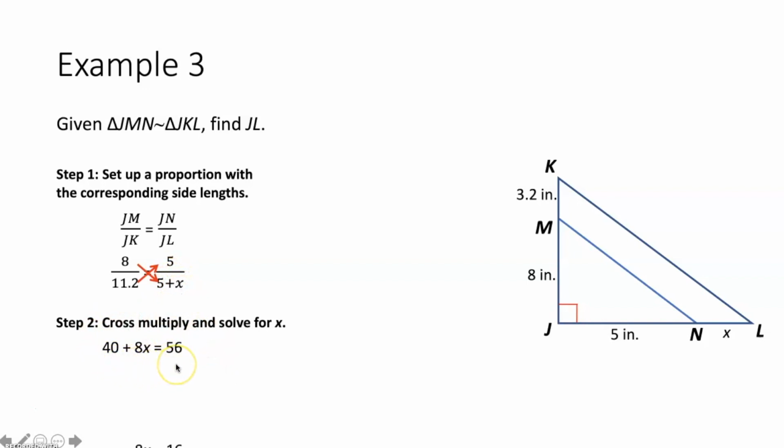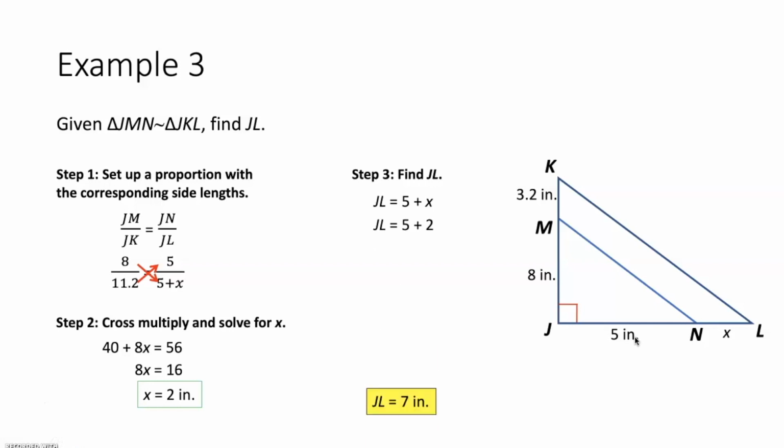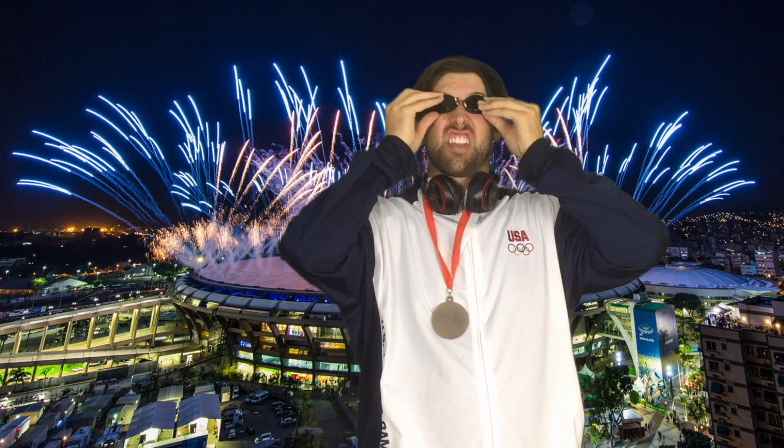So I'm going to subtract 40 on both sides, divide both sides by 8, and I get x is equal to 2 inches. But this is not what I was trying to find. I'm trying to find the measure of segment JL. I found the measure of segment NL. So I need to take that x, add it to the 5, and then I will have the measure of segment JL, which is 7 inches. And I'm done.